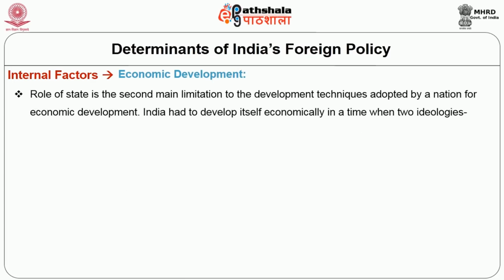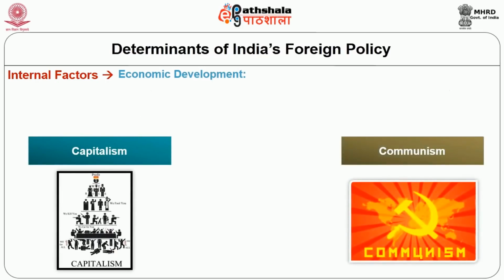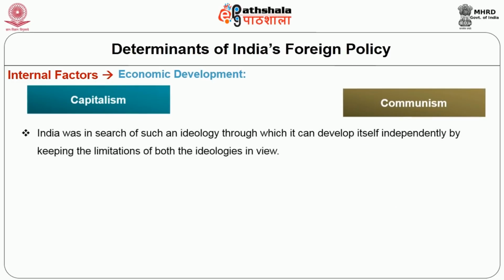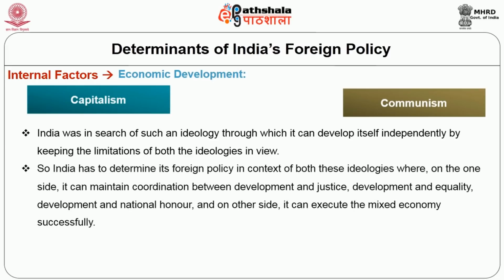Role of state is the second main limitation to the development techniques adopted by a nation for economic development. India had to develop itself economically in a time when two ideologies, capitalism and communism, were fully propagated and expanded. Hence, India was in search of such an ideology through which it can develop itself independently by keeping the limitations of both the ideologies in view. So, India has to determine its foreign policy in context of both these ideologies, where on the one side it can maintain coordination between development and justice, development and equality, development and national honor, and on the other side it can execute the mixed economy successfully.